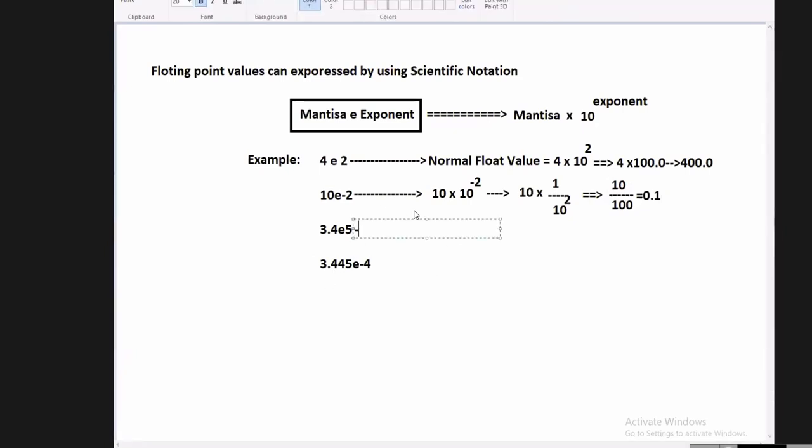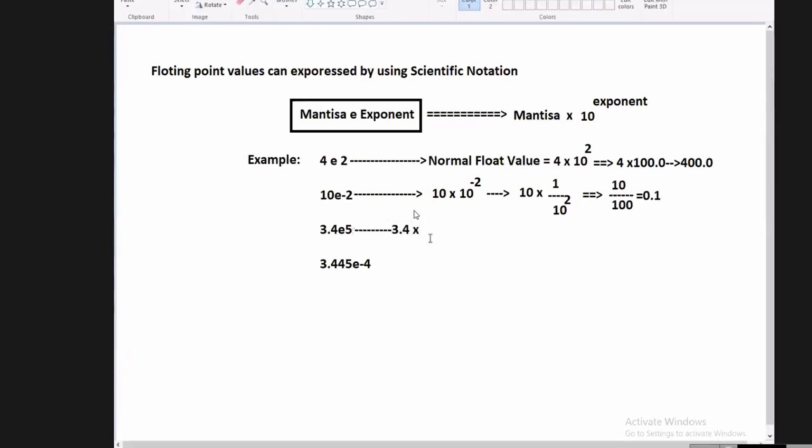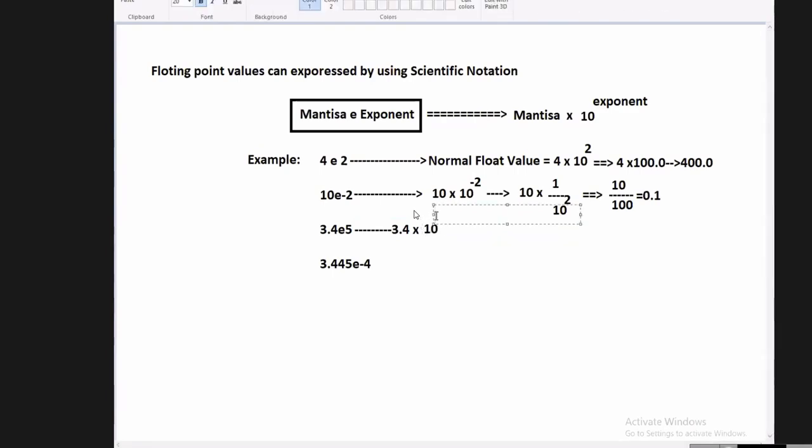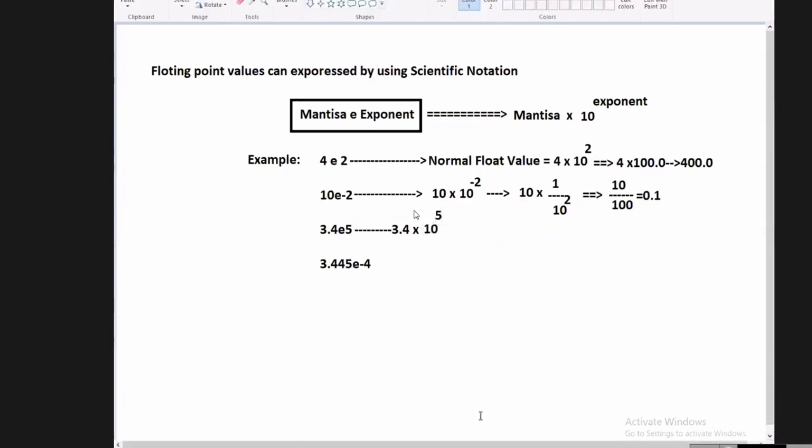Like that, you can take 3.4 into 10 to the power of 5. Whatever it is, 10 to the power of 5. This is called scientific notation.